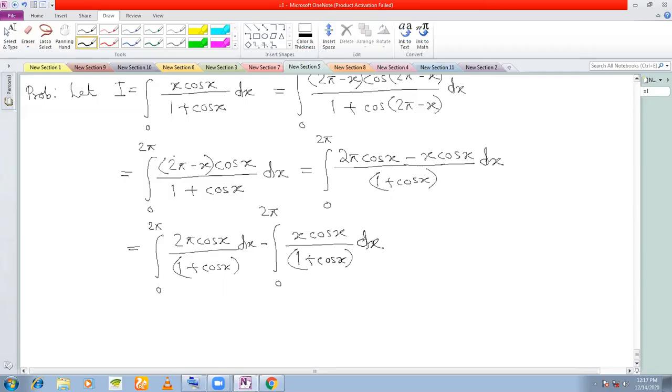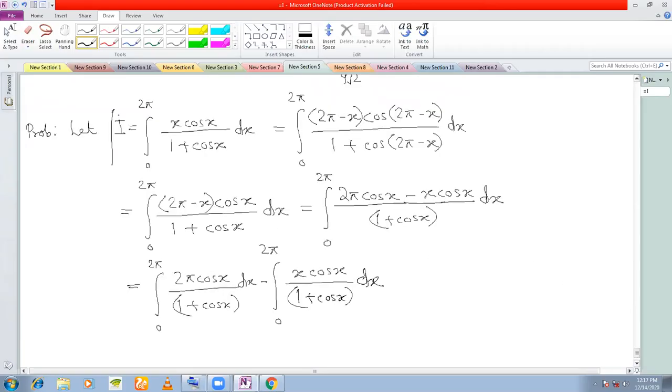So what you see here is we started with I. We started with this I. I is equal to this. And what are we getting? Are we getting back I here?